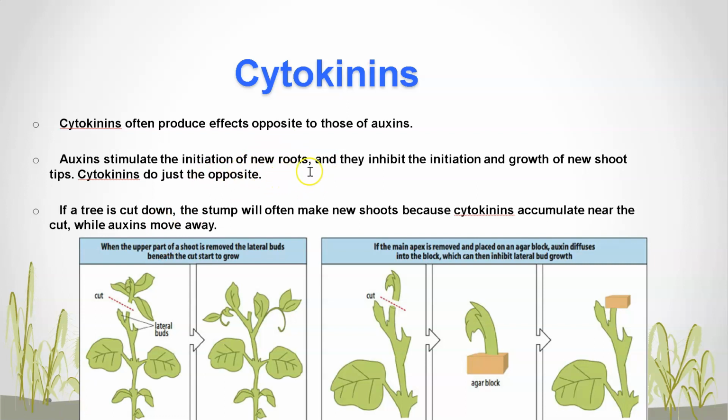They stop new roots, but they start the growth at stems. So if a tree is cut down, the stump will often make new shoots because cytokinins accumulate near the cut. And you've seen this if you've ever trimmed a shrub or anything like that.